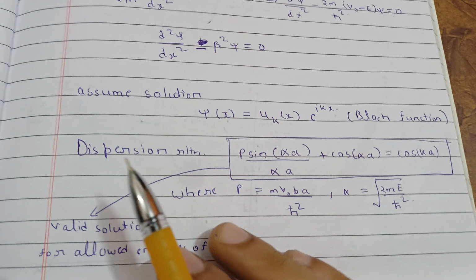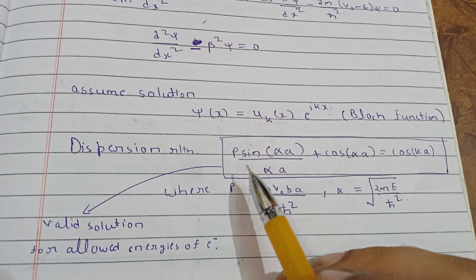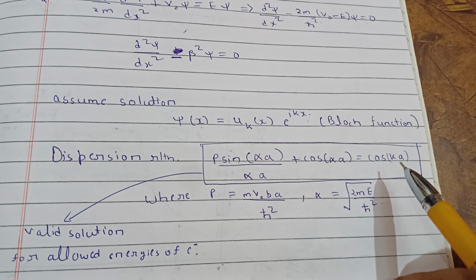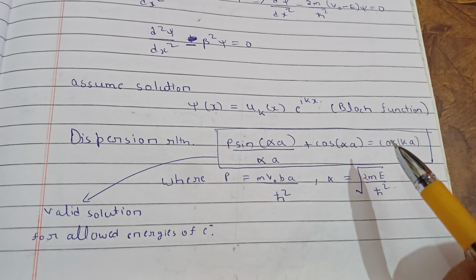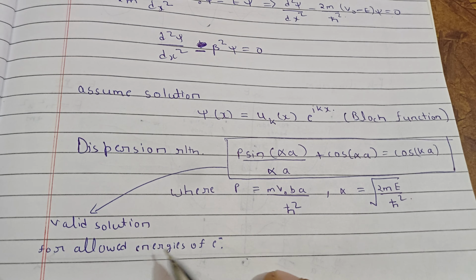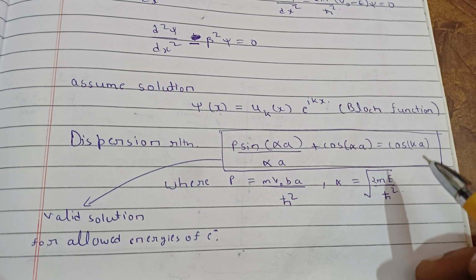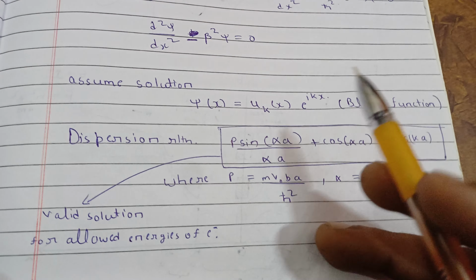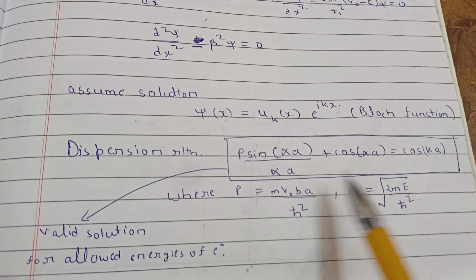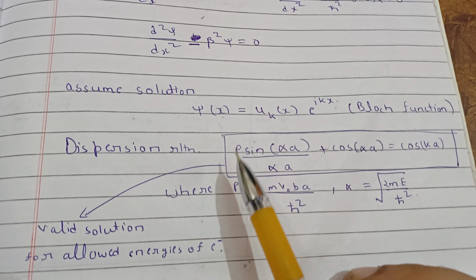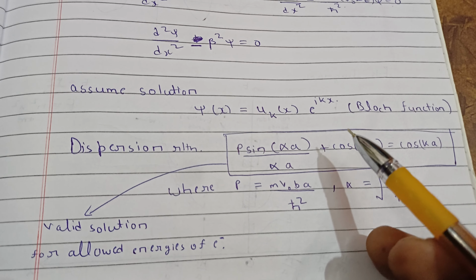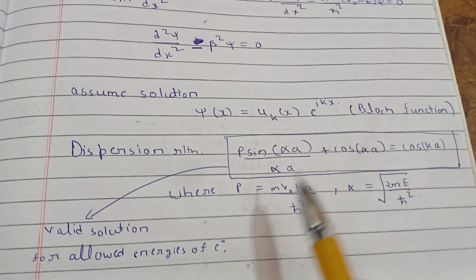The dispersion relation we will get is this: P sine alpha a divided by alpha a, plus cos alpha a, equal to cos ka. This is a very important relation, and it is a valid solution for all the allowed energies of the electron, meaning it is valid for all the energies of the band. Now we will see how this equation gives us the bands, and that is exactly the Kronig-Penney model. We will just see, just wait for a while.